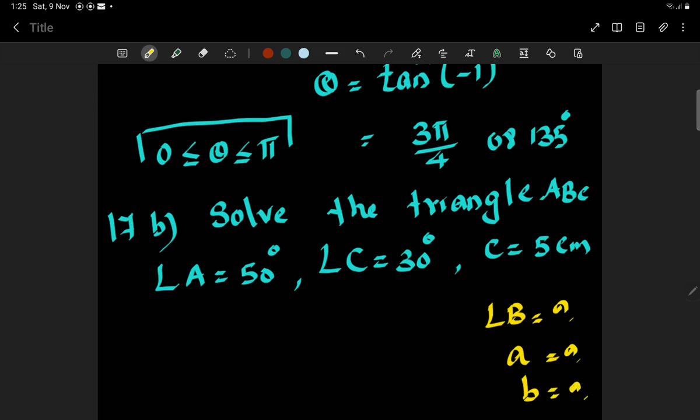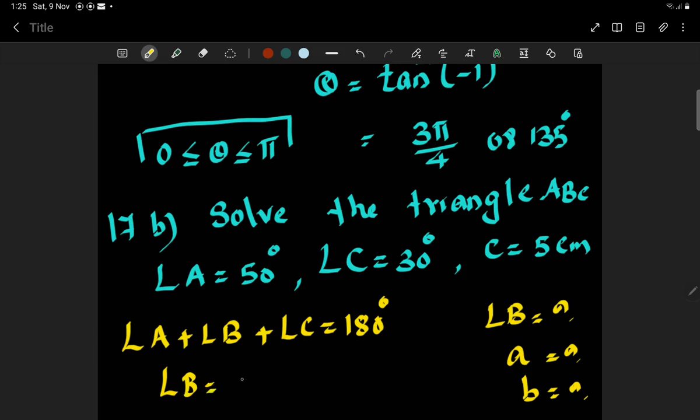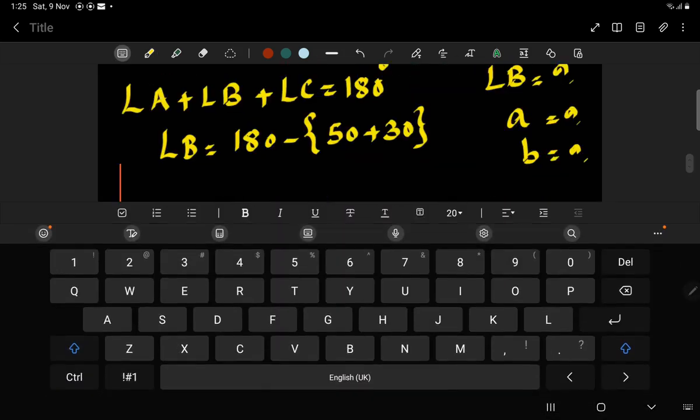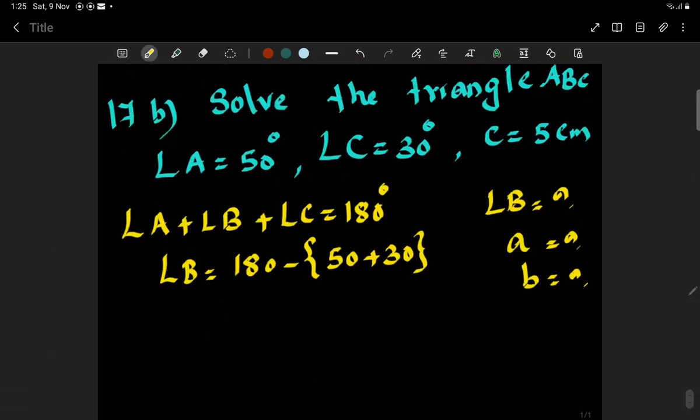First we can find angle B. We know angle A plus angle B plus angle C is equal to 180 degrees. So angle B is equal to 180 minus (50 plus 30). The answer is 100 degrees. Angle B is equal to 100 degrees. Next we need to find sides a and b.